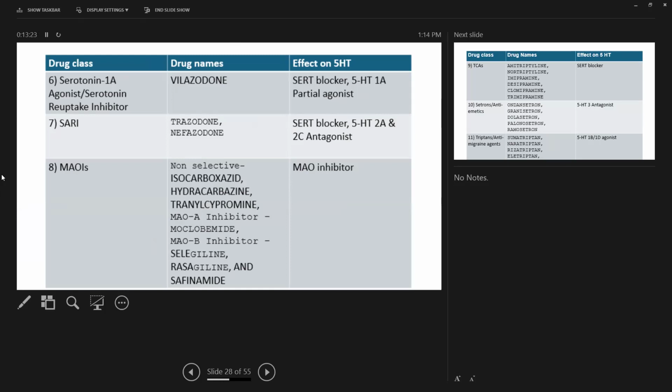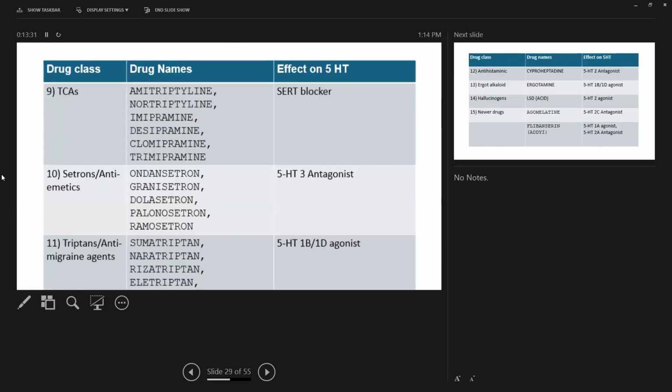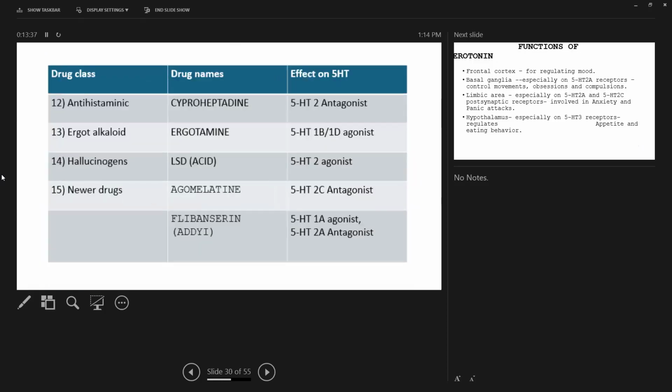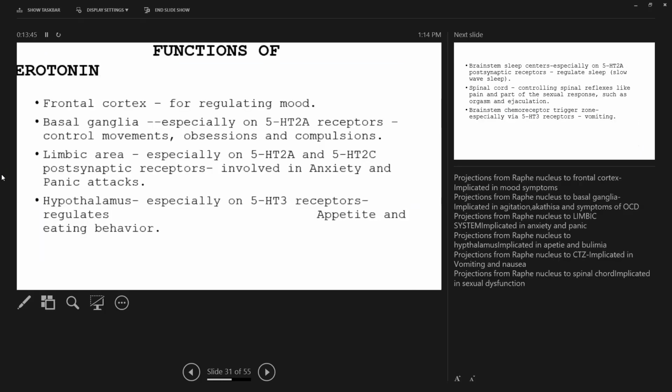MAO inhibitors are non-selective, like isocarboxazid, which are MAO inhibitors. Others are TCAs, antiemetics, triptans, and antihistaminics. These all have actions on selective 5-HT receptors.